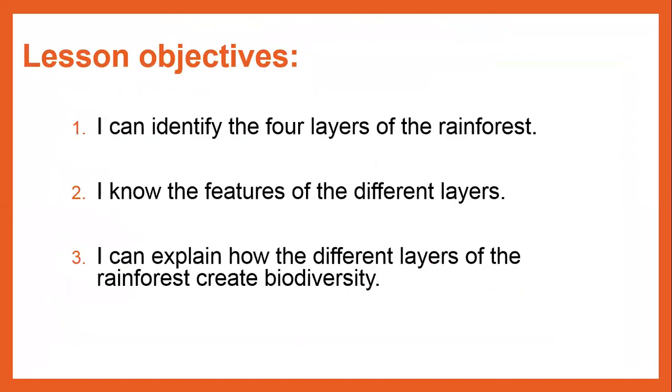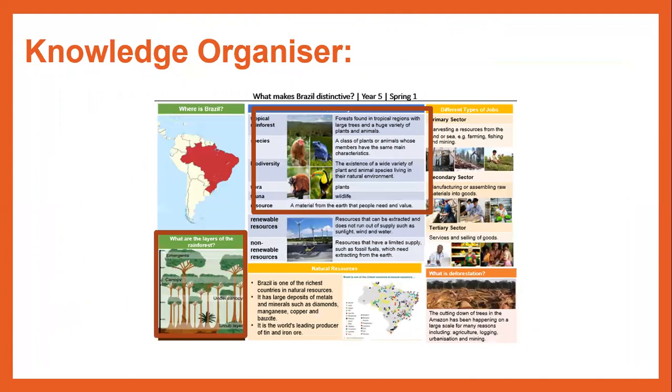So our objectives for our lesson today. We are going to be looking at how I can identify the 4 layers of the rainforest. I know the features of the different layers, and I can explain how the different layers of the rainforest create biodiversity. So remember, if there's any time we are unsure of anything that we are learning, we always have to refer back to our knowledge organizer.